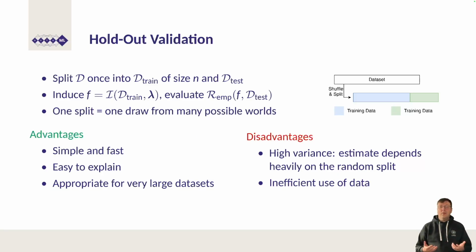There is no way to know which world you are in from a single split alone, because you cannot observe this variance. This is the fundamental limitation of holdout validation, and it motivates the methods that follow.